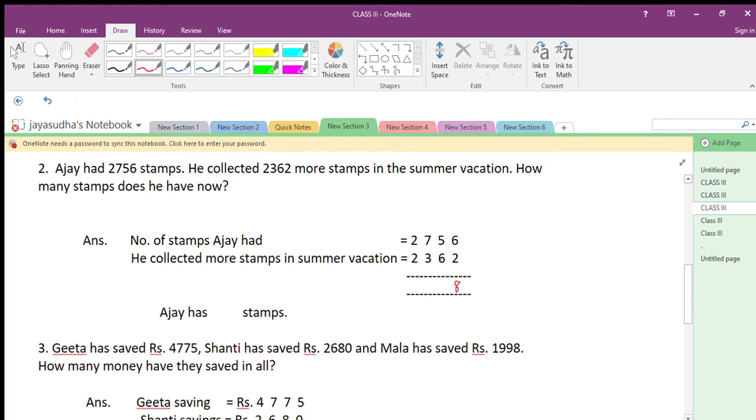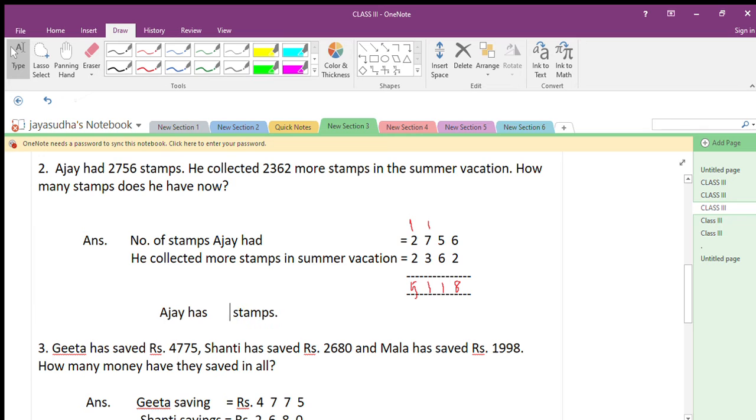Then 6 plus 5, 11. So 1 here, 1 carry to the next column. 3 plus 7, 10. 10 plus this one, 11. So 1 here, 1 carry to the next column. 2 plus 2, 4. 4 plus this carry 1, 5. So totally how many stamps did Ajay have? 5,118. 5,118 is the total number of stamps Ajay had.